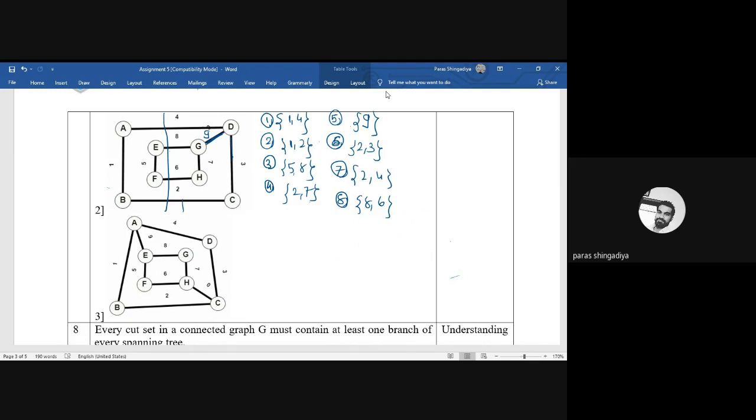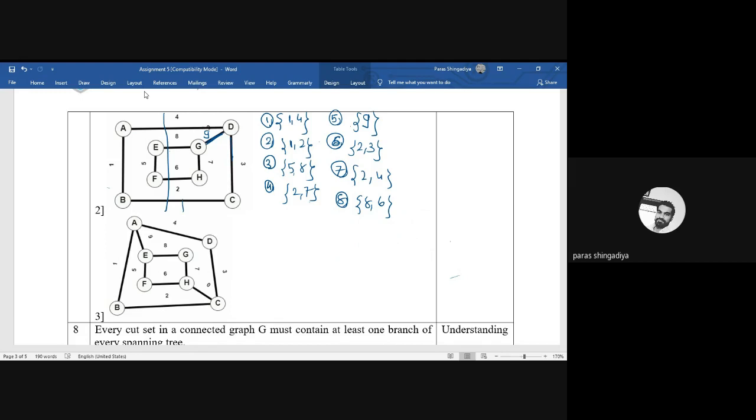Then we can take {5, 7} as a cut set. {2, 7} is a cut set. {8, 7} is a cut set. Clear? Then {2, 3} is a cut set. {1, 3} is a cut set. {5, 7} is a cut set. These are all the possible answers for this graph. Clear?